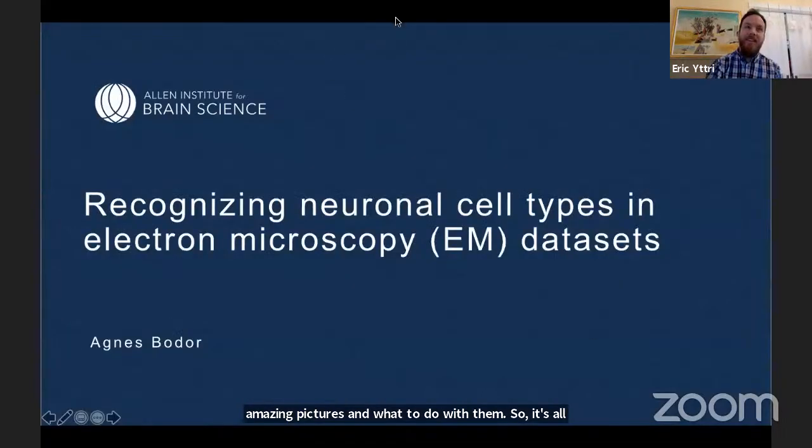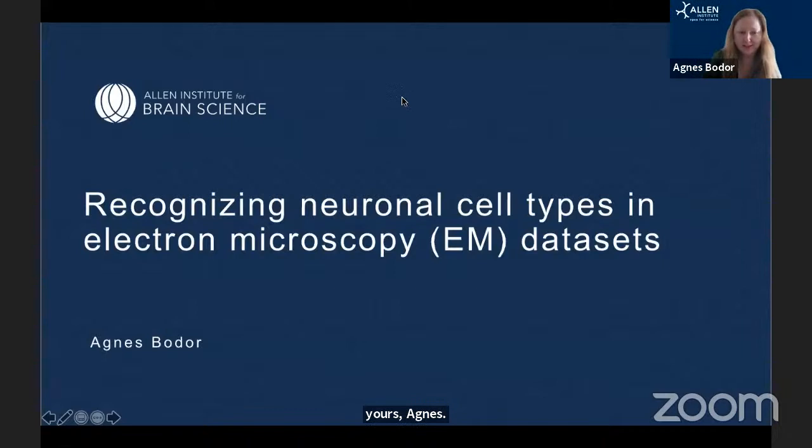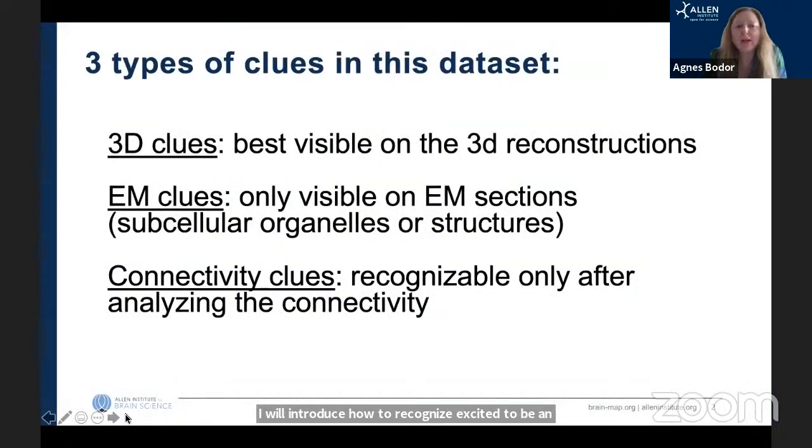Hi, thank you so much for the introduction. As it was mentioned, I'm working with the EM team, and today I will introduce how to recognize excitatory and inhibitory cells and even some cell types in the data set. So basically, you can use three types of clues when you're using the data set. 3D clues are available when you're looking at the 3D viewer, EM clues when you're looking at the electron microscopy sections, and connectivity clues when you analyze the connectivity of cells in the data set. So it requires some work.